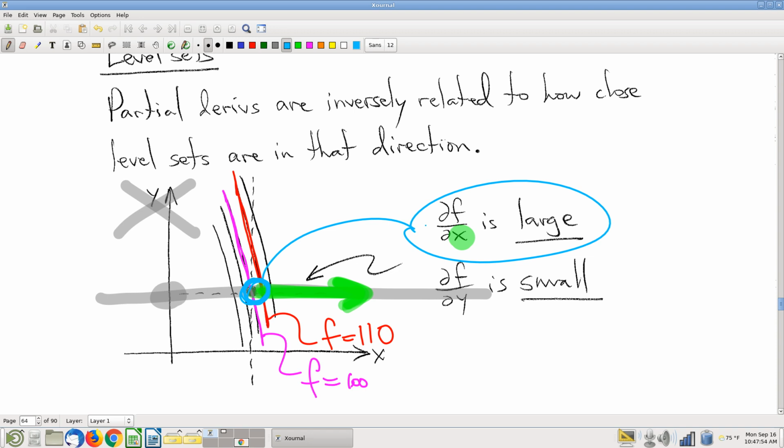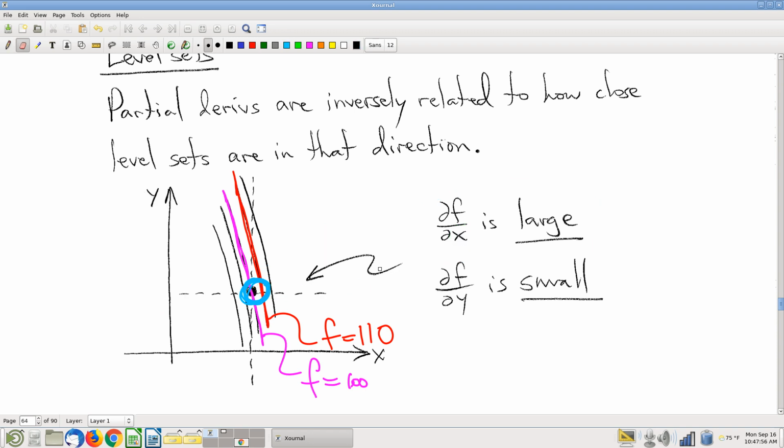Whereas, let's think now about the partial with respect to y. Partial with respect to y means I'm moving in the y direction. x is fixed and constant. And in that direction, again, contour lines, think about hiking. I have to move quite a ways before I gain those same 10 feet of altitude. So the partial of f with respect to y would be small.